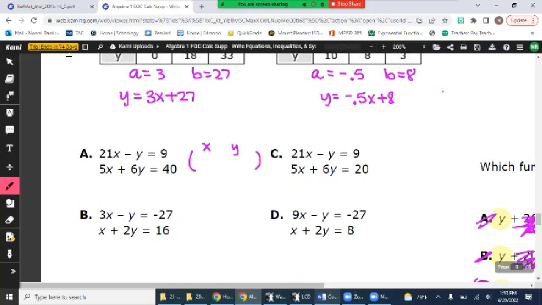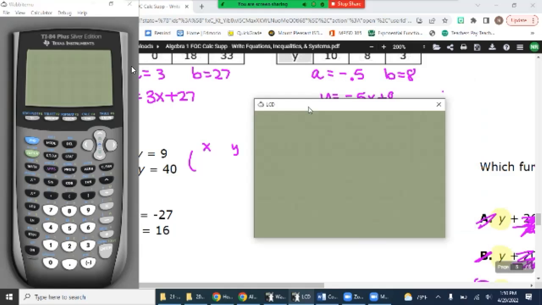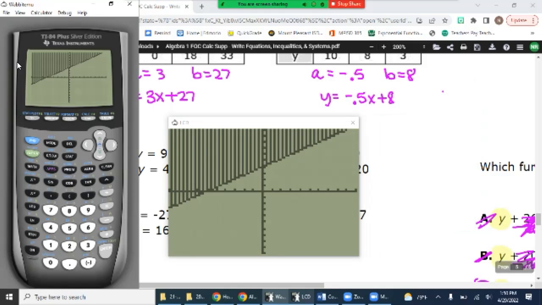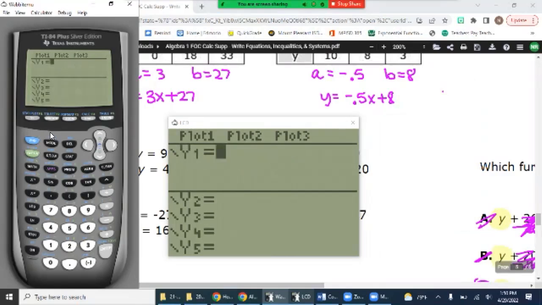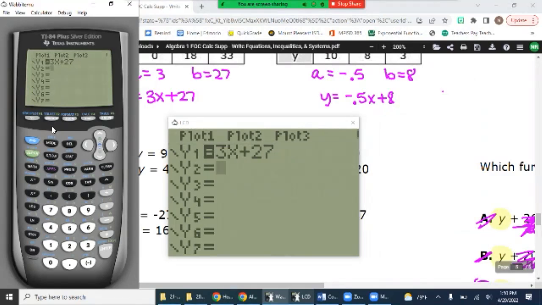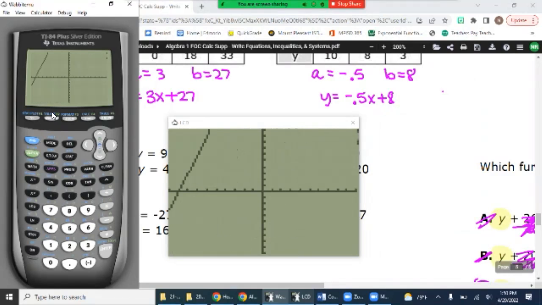So you have 2 equations. Both equations are solved for Y. Type those into Y equals. So we're going to go to Y equals. Type your 3x plus 27 and negative 0.5x plus 8. Go to your standard window, zoom 6. I just want to make sure that I can see where they cross. Can I see it? Nope, but I'm close. So I'm going to try to do zoom fit.